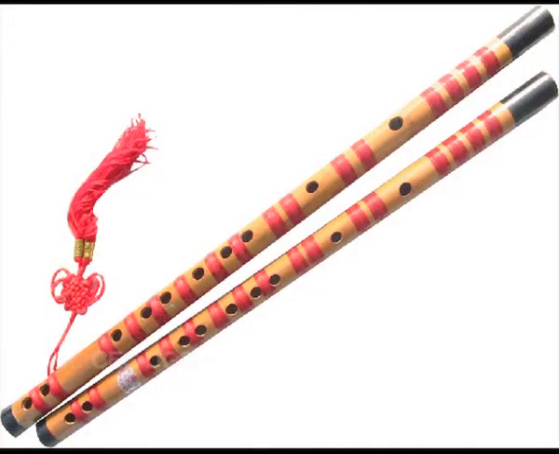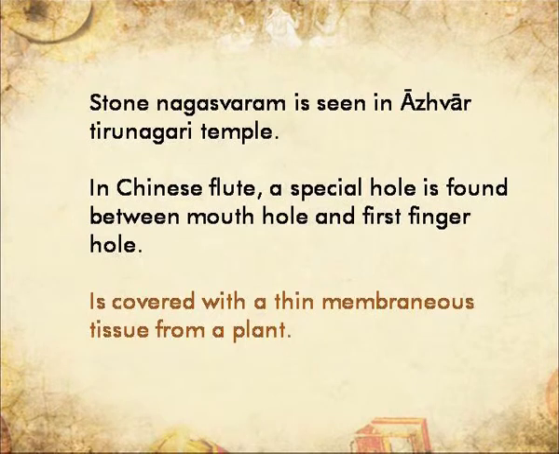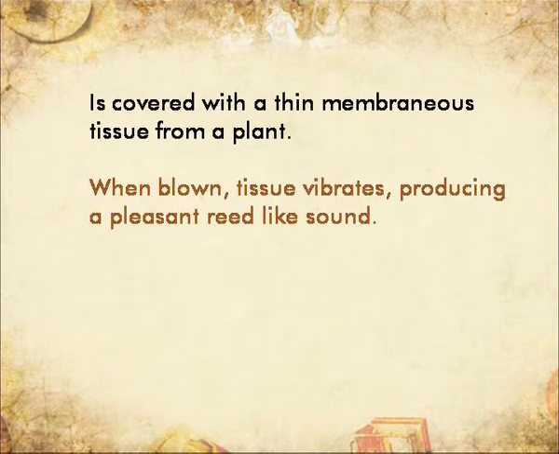In the Chinese flute, there is a special hole between the mouth hole and the first finger hole. This hole is covered with a thin membranous tissue of a plant. When blown, this tissue vibrates and gives a reed-like sound which is pleasant to hear. Reeds are also used in Magudi.